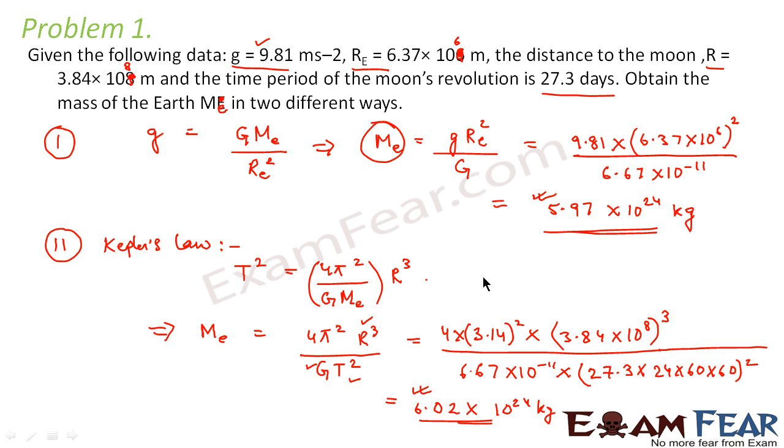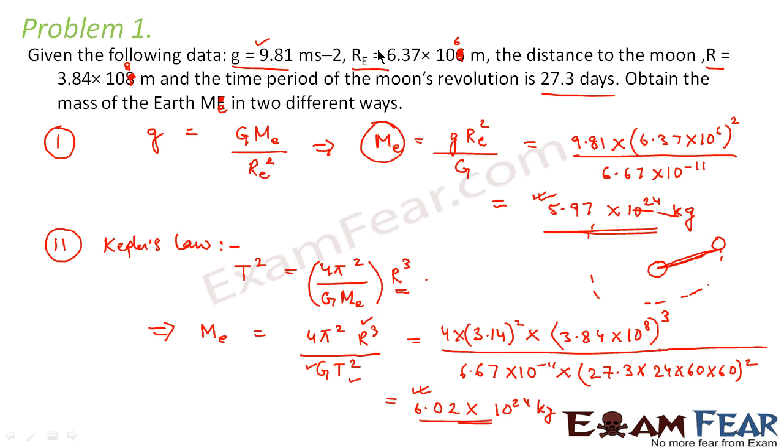Just to make a note of this point, in this case, RE is nothing but radius of the earth. But in this case, what is R? This R is the radius for the circular path. That means this radius would mean the distance between earth and the moon. Because the circular path means the circular path which the moon adopts. That means it would mean the distance between moon and the earth. So here R is the distance to the moon and here RE is nothing but the radius of the earth.